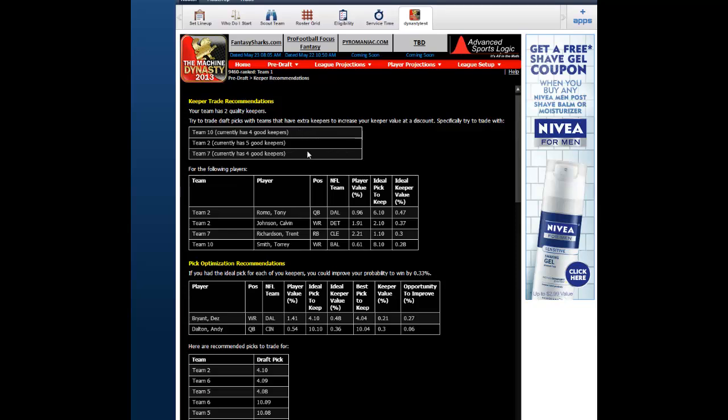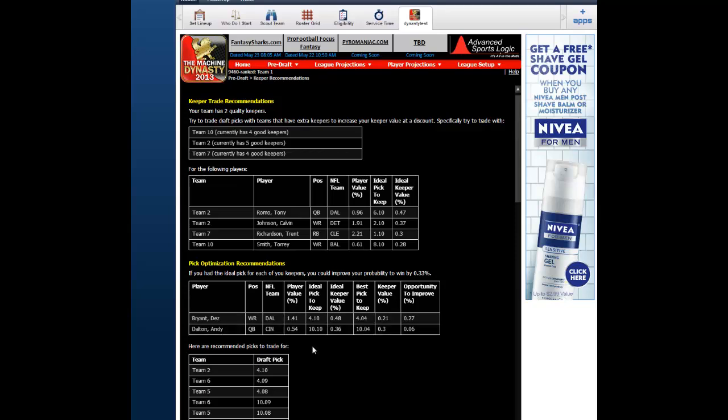So it's found 3 other teams that it thinks have extra keepers. Now, that doesn't mean these are the only teams I should try to trade with. Some teams aren't going to have the machine, so they're not going to understand which players are ideal to keep and which players aren't. These are some of the players from those teams that I might possibly try to trade for. And below that, we have my players that the machine thinks I should keep.